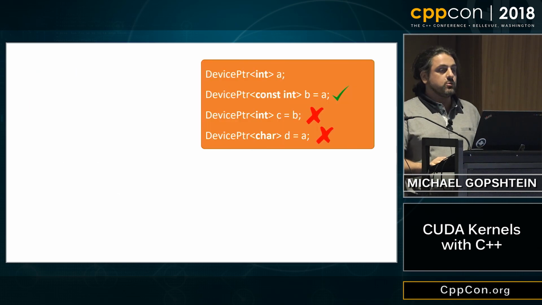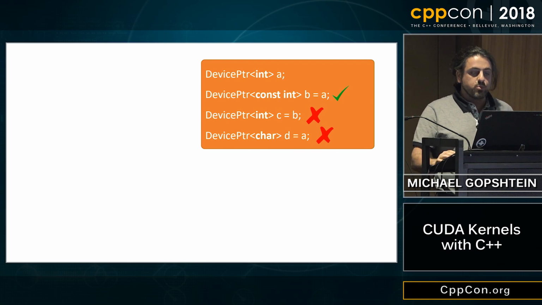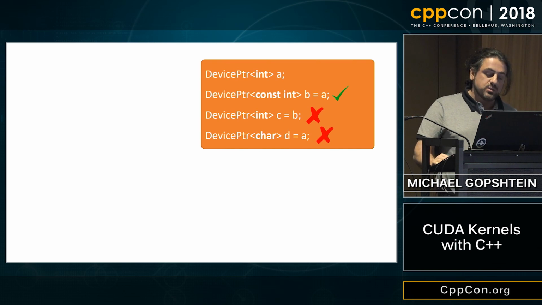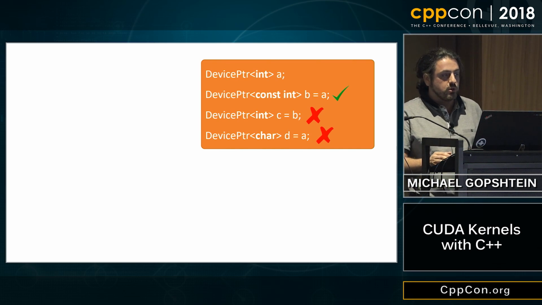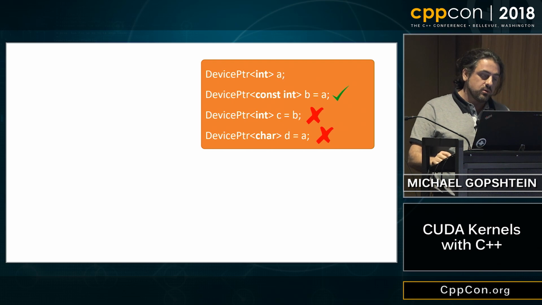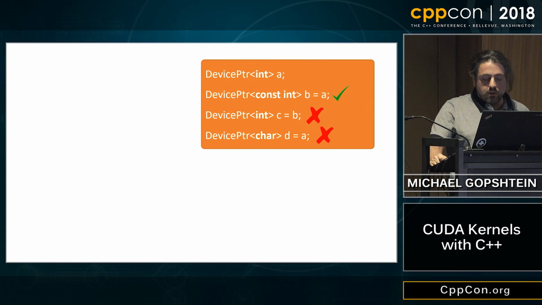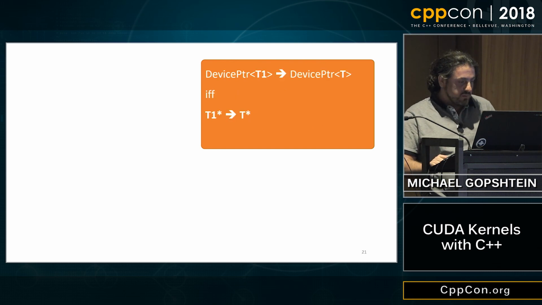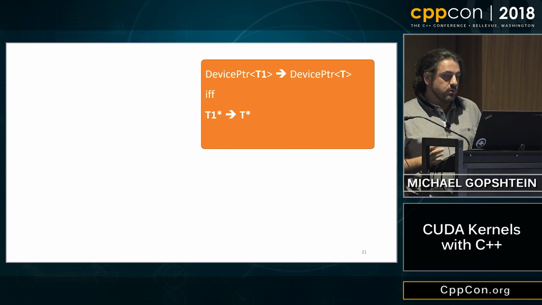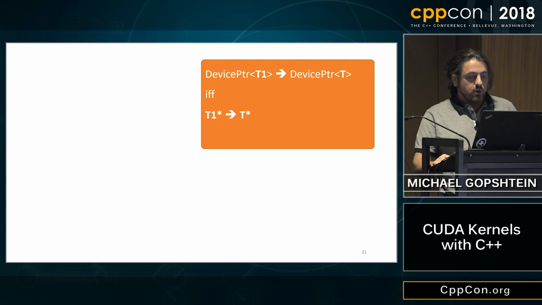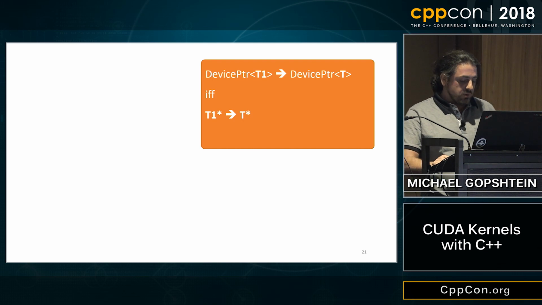OK, so going back to device pointer, there are certain properties of the pointer which we want to have. For example, we want to allow the conversion of int pointer to a constant pointer, but not vice versa. And also, we don't want to allow a copying of pointers of different types. So basically, we want to allow a copy of device pointer of type T1 to device pointer of type T, if and only if the T1 pointer is natively convertible to a T pointer.